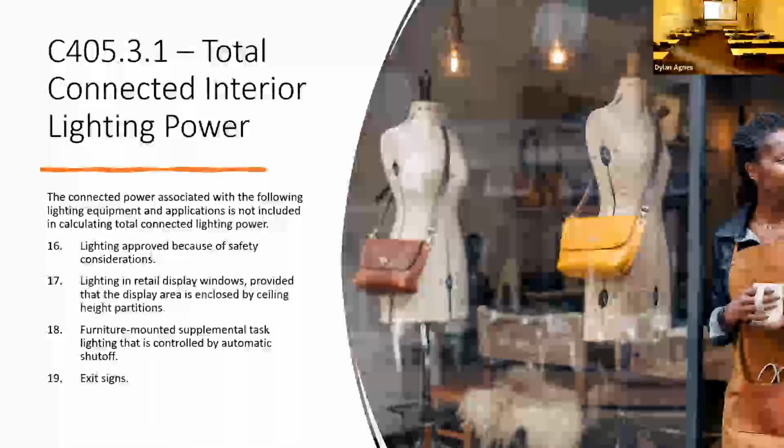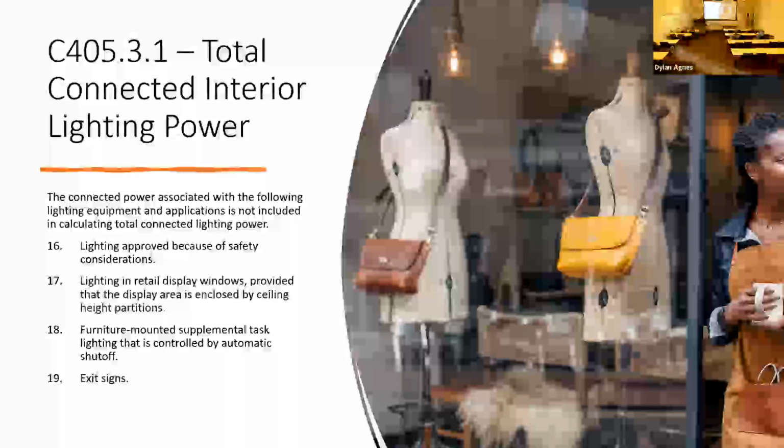Lighting approved because of safety considerations. There's an informal one: lighting in retail display windows, provided that the display area is enclosed by ceiling partitions. That one's kind of open-ended. And I'm not sure why it's there, because using the space by space method allowance, there's a huge uptick you can get for wattage allowed for retail areas. So it's probably better to use that one than this one. Furniture mounted supplemental task lighting that is controlled by automatic shutoff and exit signs.